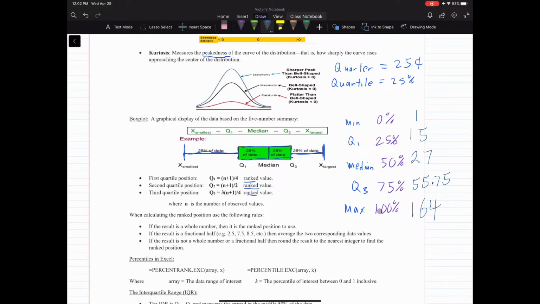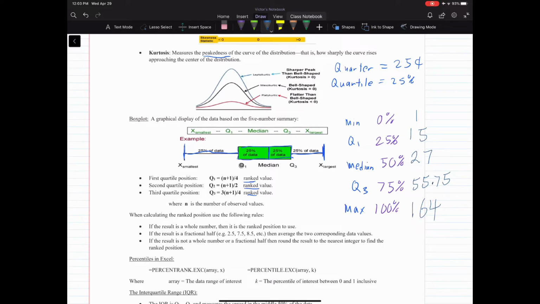So if you look at these 5 numbers, that's what they represent. The minimum means you have 0% of your data. Q1 means you have 25% of your data. Median means you have 50% of your data. Q3 represents 75% of your data. And the maximum means you have 100% of your data. And that's what the 5-number summary tells you. It breaks down your dataset into 25% groups.